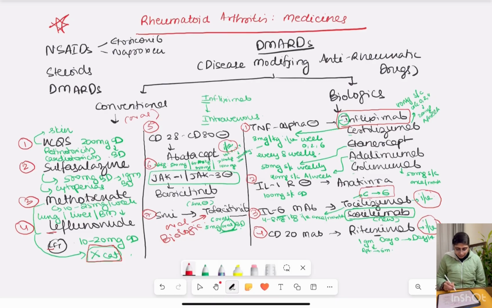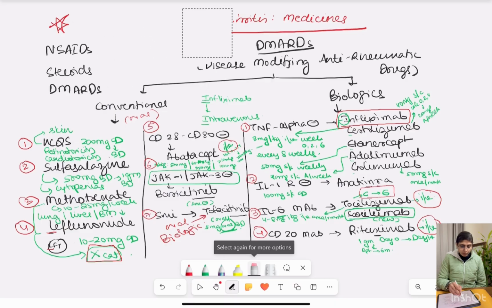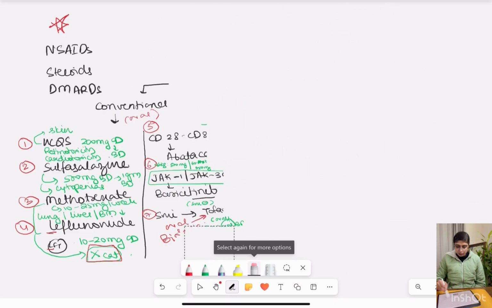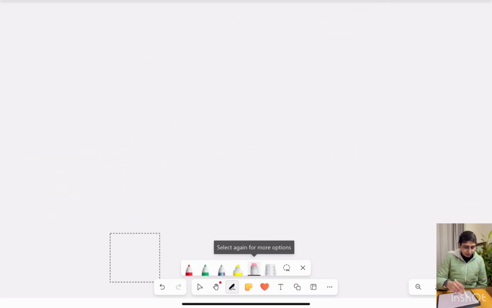Okay, now let's discuss some PYQs of rheumatoid arthritis that have been asked earlier. Let's try to remember that.